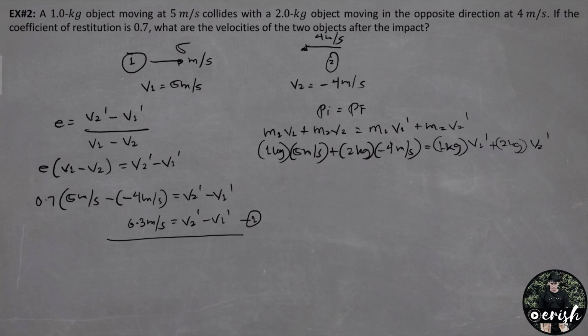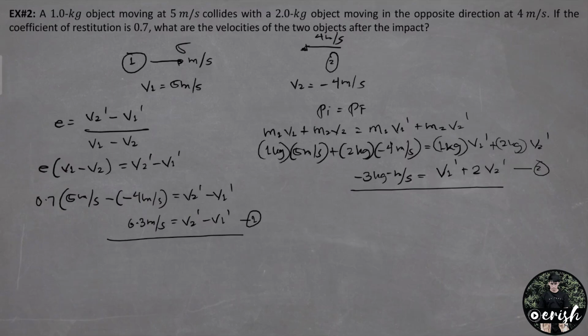1 kilogram times 5 meters per second plus 2 kilograms times negative 4 meters per second is equal to negative 3 kilograms meters per second times V1 prime na lang ito, since 1 lang naman yun, plus 2 kilograms V2 prime. So this is the equation 2. Now we have two equations and two unknowns. Ang gagamitin na algebraic solution is by substitution na lang.